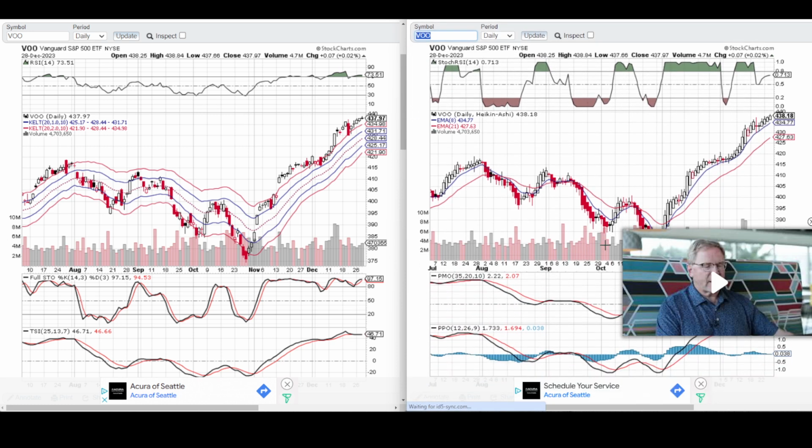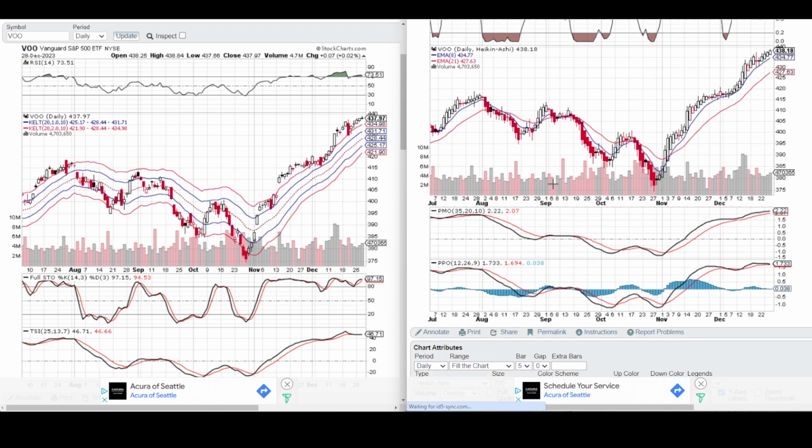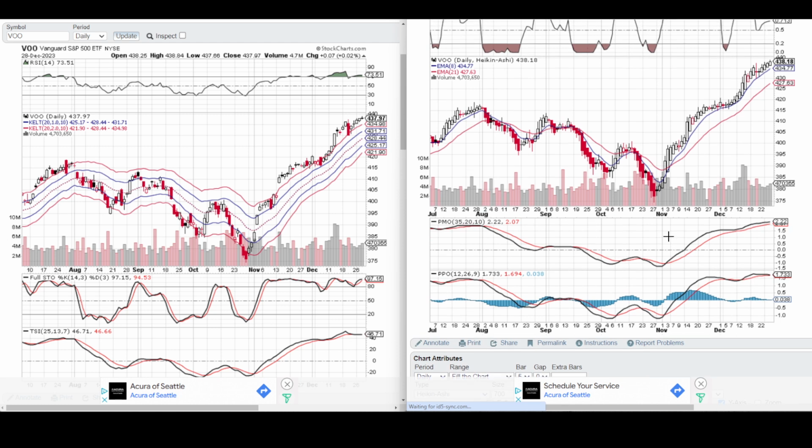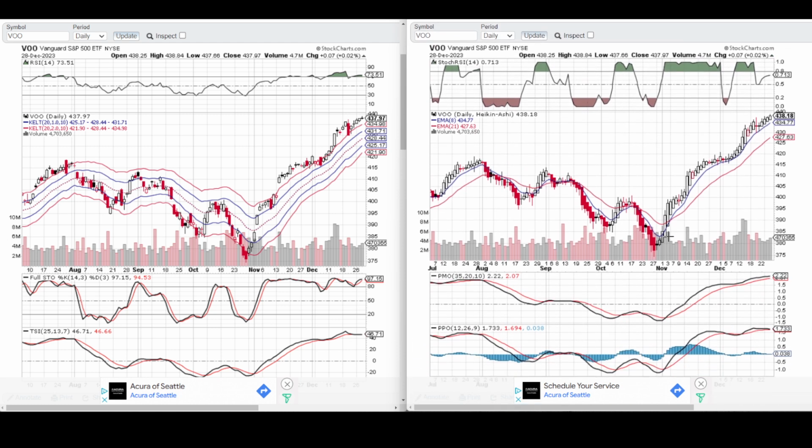Okay, so here's VOO on two different charts. On the one on the right, we have the stochastic RSI. Then here in the middle, we have the two lines. The blue one is the exponential moving average, 8-day, and the 21 is the red line. And then down here, we have the PMO and the PPO. Like anything else, on stock charts you can look any of these up and they'll teach you about what they all mean.